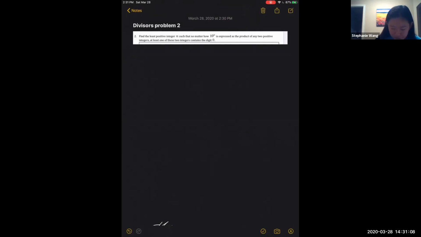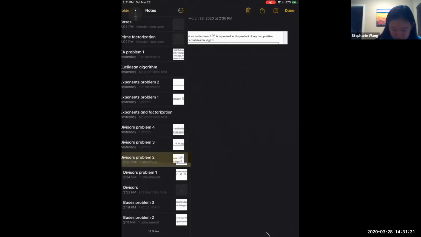Okay, so basically we're trying to find how we can multiply two numbers together to get a product of 10 to the power of n, right? And we were trying to figure out a way such that no matter how you multiply two numbers to get 10 to the power of n, they have to have a 0 in one of the factors, no matter how you multiply it together.